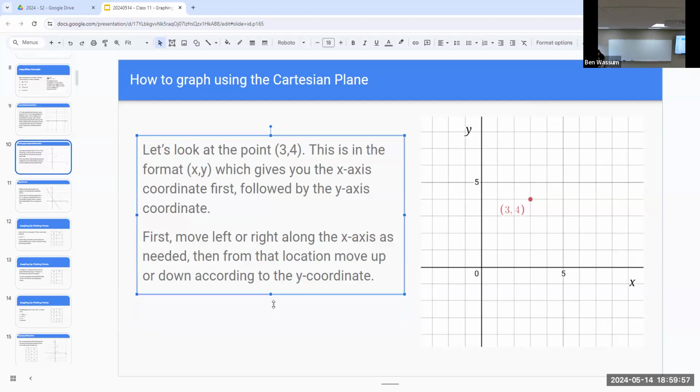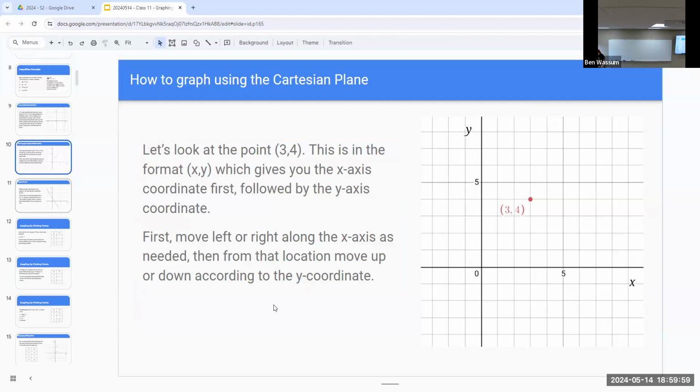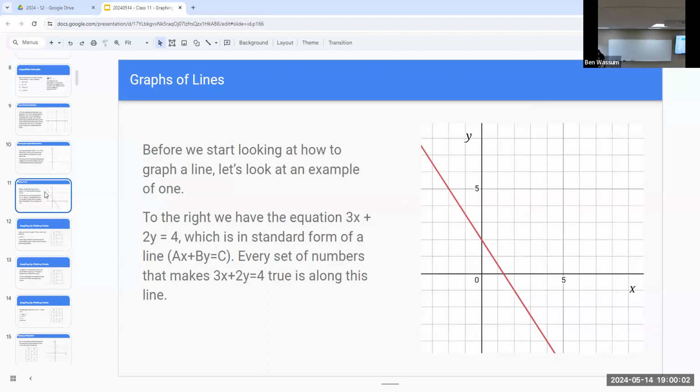Make this text box so big. Whatever. Okay.